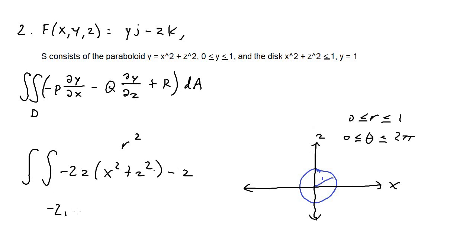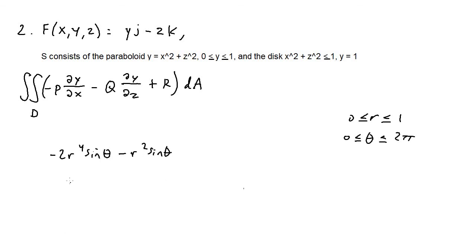So we have negative 2 r sine theta times r squared, and then minus r sine theta. Now don't forget, whenever we convert to polar coordinates in double integrals, we have to multiply by the extra r variable. So what we have left is negative 2 r to the fourth times sine of theta minus r squared sine theta. Now to simplify a little bit, I'm going to factor out sine of theta. So we get sine of theta times negative 2r to the fourth minus r squared.